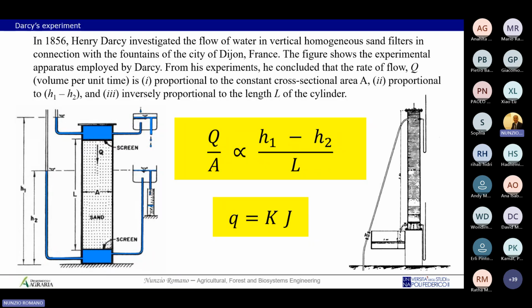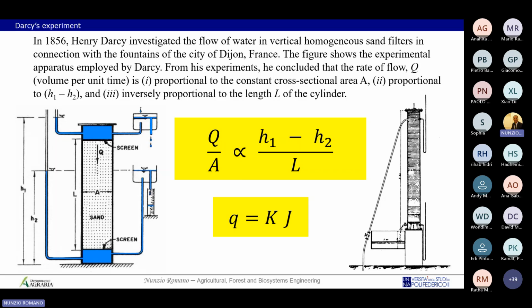He made a lot of experiments with different kinds of potentials and different flows of water, but he realized that the rate of flow, so the volume per unit time, divided by the entire cross-section area, was proportional to the ratio between the two water potentials, H1 and H2, divided by the length of this column or cylinder.